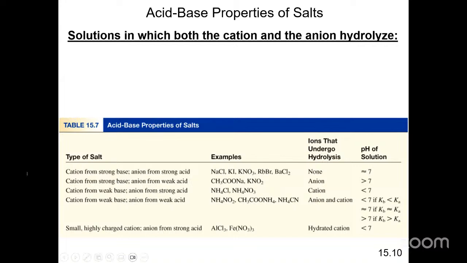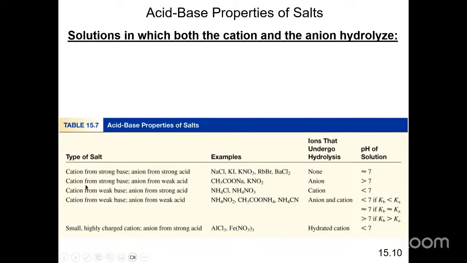As we said before, if the salt is formed from a strong base and a strong acid, so the cation is from the base and the anion is from the acid, then the pH will be 7 or approximately 7. That's because there's no hydrolysis taking place. The ions that are formed will not interact with water to form any excess H plus or OH minus ions.